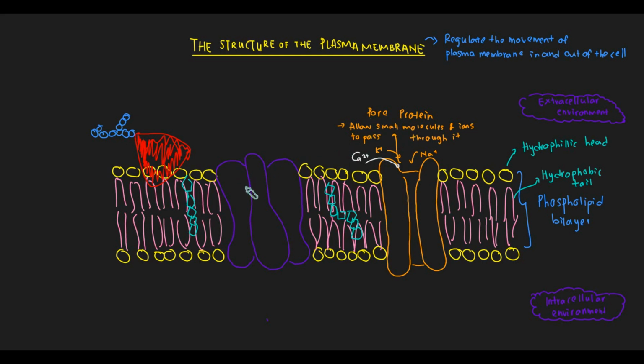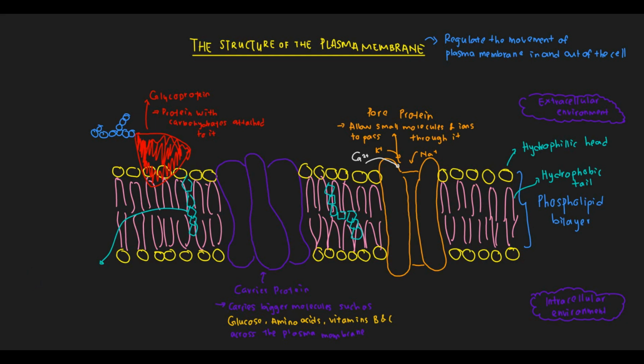And the next structure that we will be looking at is the carrier protein over here. This is the carrier protein, and the main function of the carrier protein is to carry big molecules such as glucose, amino acids, and vitamins B and C across the plasma membrane. And the next structure that we have over here is the glycoprotein. The glycoprotein is actually protein with carbohydrates attached to it.